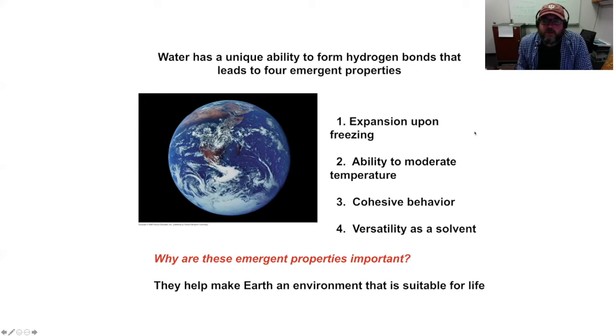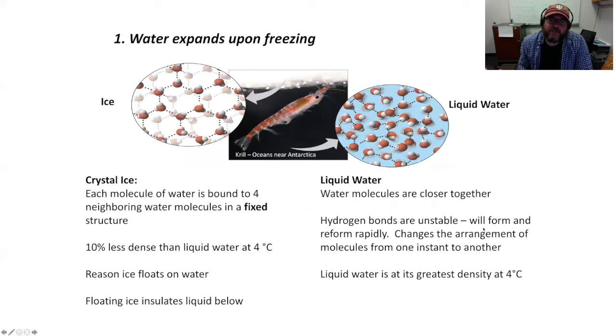Okay, so those 4 properties are water expands upon freezing, it moderates temperature, it has cohesive behavior, and it exhibits versatility as a solvent. So let's look at each one of these. So the first one is water expands upon freezing. And if you look at the planet Earth, the whole planet is basically a ball of water with some land in it. And as seasons occur, surface water freezes into ice. And when it does so, the molecular structure of water changes.